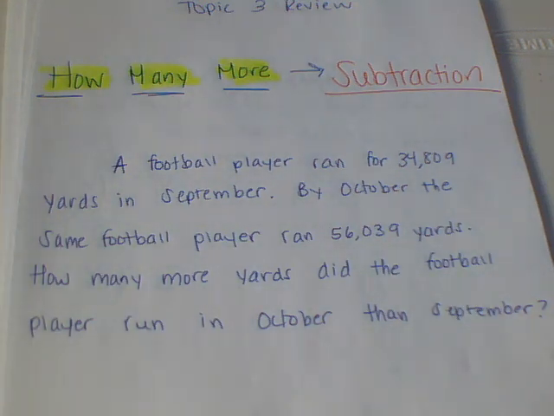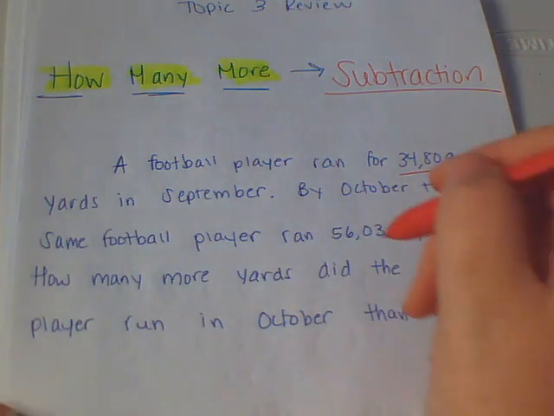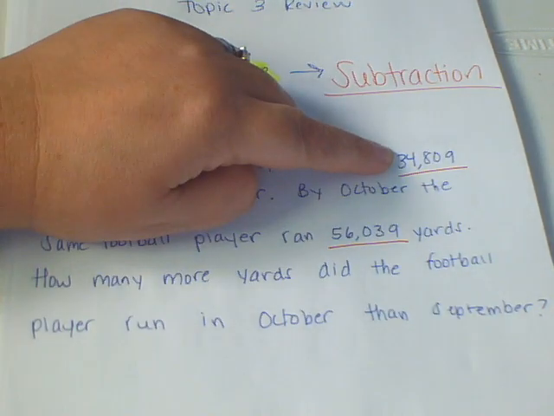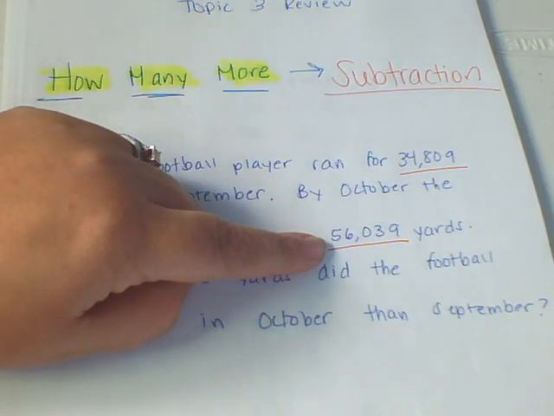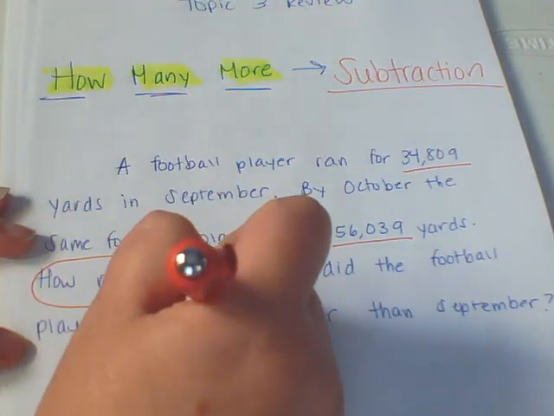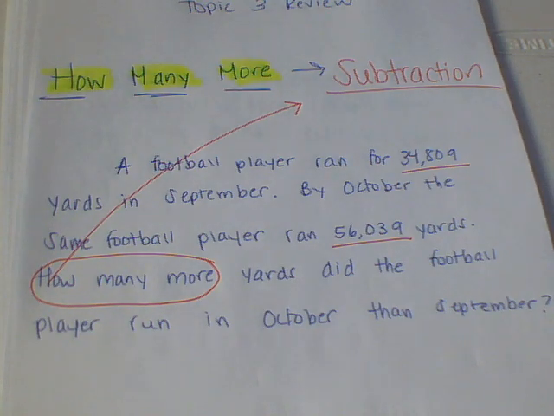So, this problem says a football player ran for 3,809 yards in September. By October, the same football player ran 56,039 yards. So this is what they ran in September. By October, they ran this. How many more? Oh, here it is. How many more? What did I say how many more was? Always subtraction. How many more yards did the football player run in October than in September? I know I've got to subtract.